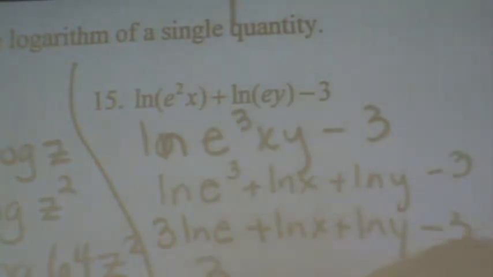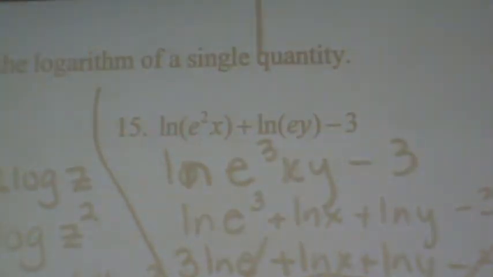So this is really 3. 3 minus 3 is nothing. So your answer is ln xy. That should be your final answer for 15. Yeah, I saw some funny answers. I don't know where you got that. Back page, and we're done.